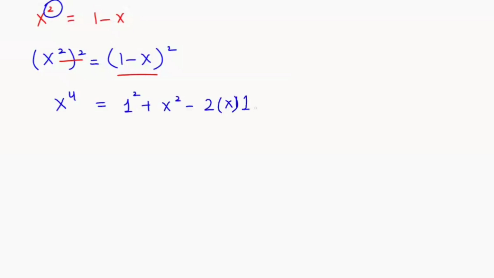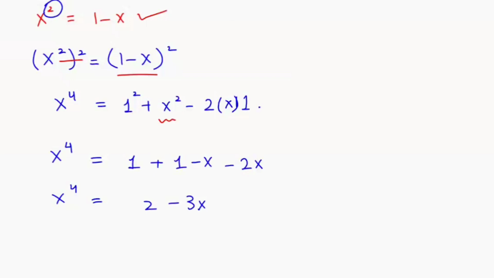times 1. Now in replacement of this x squared, we're going to plug in the x squared value, that is 1 minus x. x to the power of 4 is equal to 1 plus 1 minus x minus 2x. And this I am going to simplify, where we'll get 2 minus 3x. Now here I am going to cube both sides.